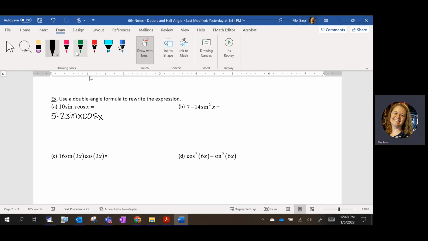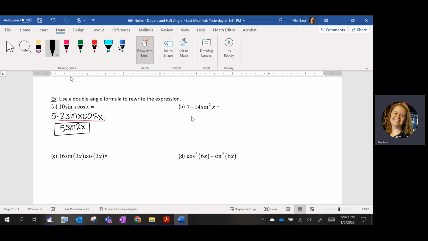Now that right there, that's your which double angle identity? Is that sine, cosine, or tangent? That's sine, and then x is the angle here. So since this is the double angle, this is sine of 2x. And then I've still got the 5 in front. So we're just using double angle formulas to rewrite the expressions in a different form. So that is that.